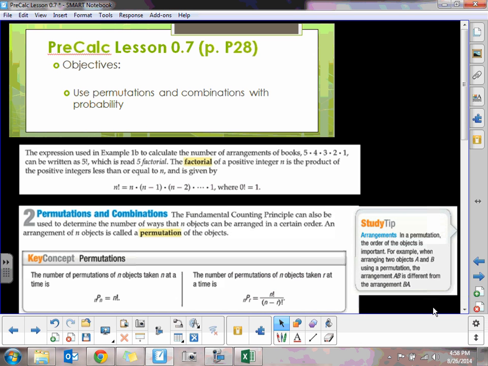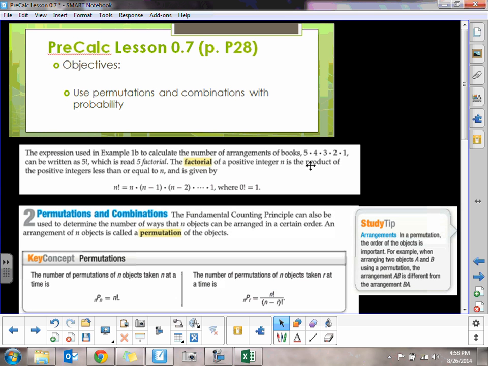The next thing we're going to do is use permutations and combinations to calculate probability. In the last example, example 1b, to calculate the number of arrangements of 5 books placed on a shelf, we used the calculation of 5 times 4 times 3 times 2 times 1. We had 5 books to choose from for our first spot on the shelf. Then after we placed that book, there are only 4, then 3, 2, 1, and so on.